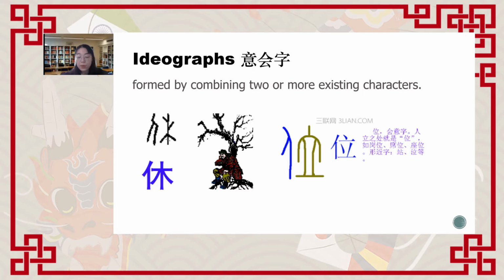And another character, wei, also has two combining parts. On the left, it has the same stroke as xiu, which means a person, but on the right side, it has li. Li as a stroke means stand. So combining these two parts together, we can easily know the place for a person to stand. So character wei means position in Chinese.